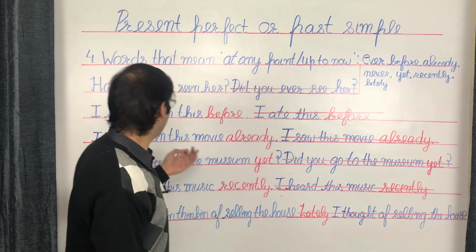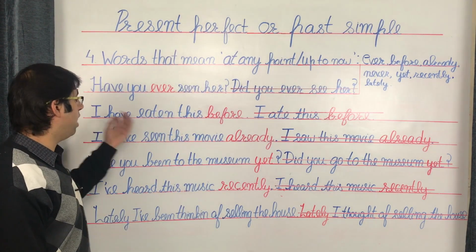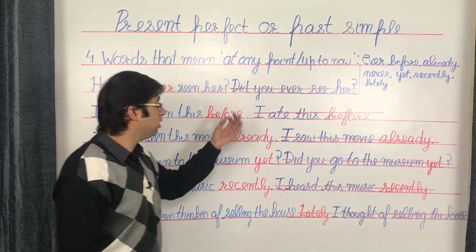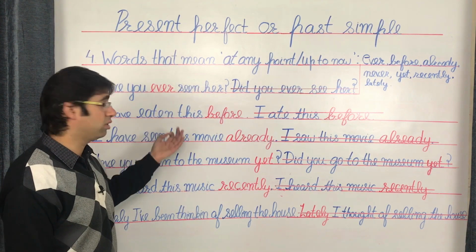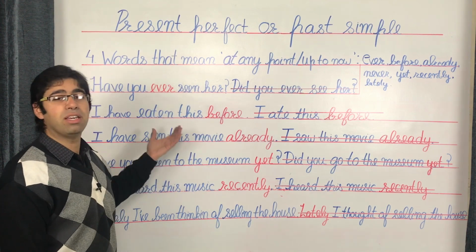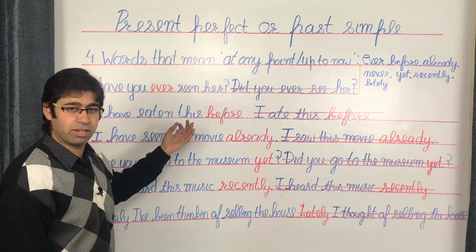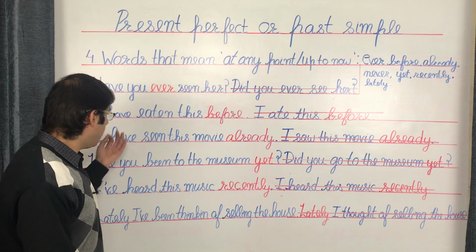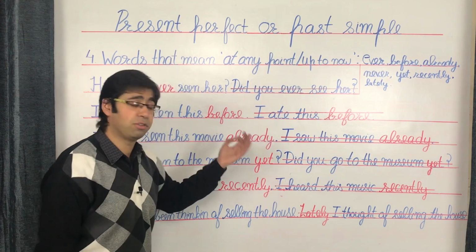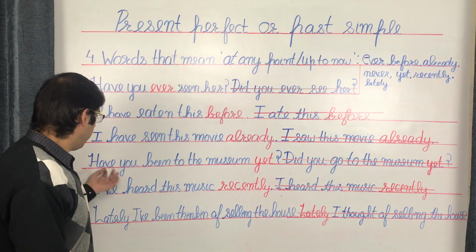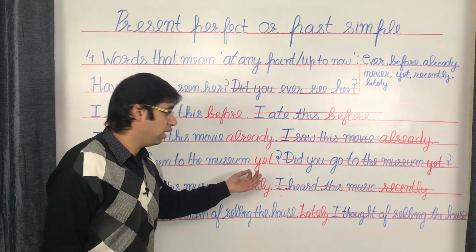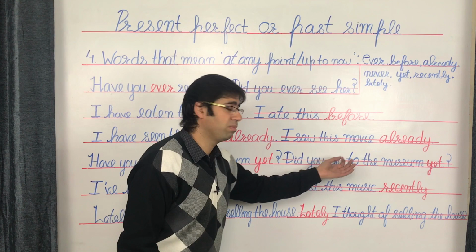Let's go to the second example. We've got a sentence, "I have eaten this before," and not "I ate this before." Now this is to say that yes, I have had the opportunity of eating this before, being expressed in the present perfect. One more example, "I have seen this movie already," and not "I saw this movie already." Another one, "Have you been to the museum yet?" And not, "Did you go to the museum yet?"